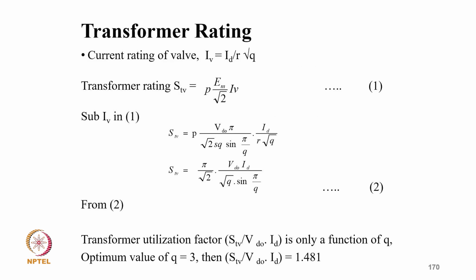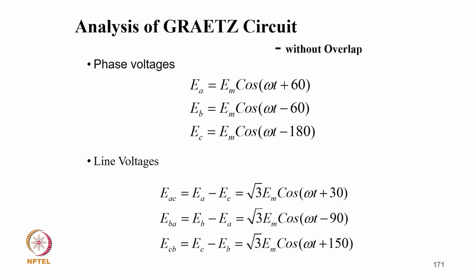Coming to transformer rating, the current rating of the valve is IV equal to ID upon R under root Q, and transformer rating is P times E under root 2 IV. Solving for IV equal to STBVP VD0 upon into pi divided by root 2 square sine pi by Q, and into ID upon R under root Q, and STV equal to pi upon root 2 into VD ID under square Q sine pi by Q. So from this equation, transformer utilization STV upon VD ID is only a fraction of Q. The optimum value of Q is 3, and then ST upon VD ID is 1.481.